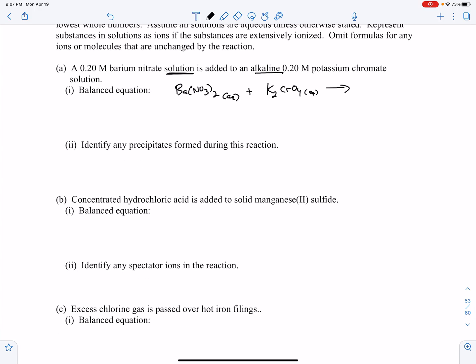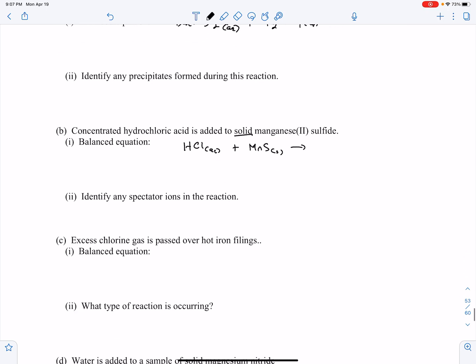Number 2, concentrated hydrochloric acid. Obviously, that's HCl. Strong acid is added to a solid manganese sulfide. So you can't break that one apart. Just a double replacement reaction. Don't forget to eliminate any spectator ions in this reaction. Okay, pretty simple there. And then the second one says, what are those spectator ions? Pretty easy.